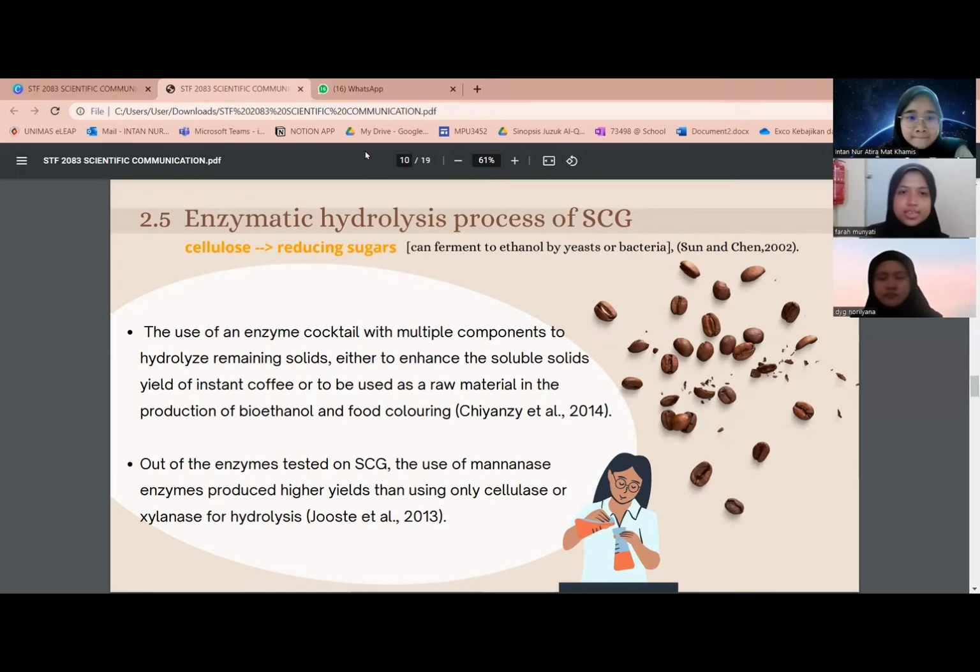Okay, thank you, Intan. So after the DMSO method, we move on to the enzymatic hydrolysis of spent coffee ground. According to Just et al. 2013, out of the enzyme tested on spent coffee ground, the use of manganese enzyme produced higher yield for hydrolysis. The highest increases in soluble solid yield were obtained with recombinant manganese, which is MAN1. Okay, next slide, please.